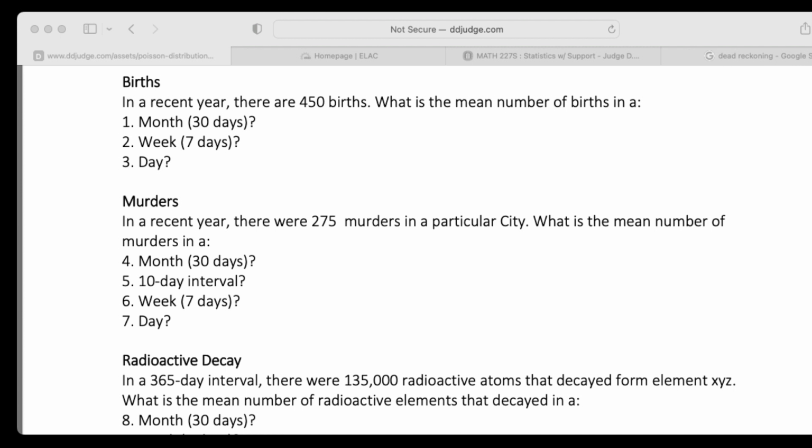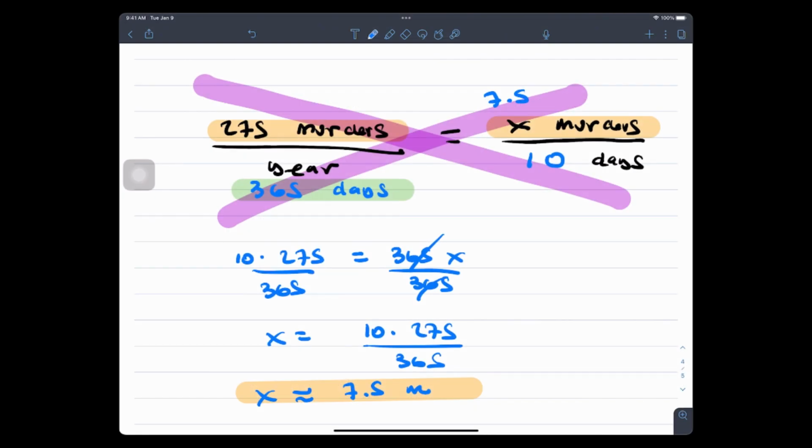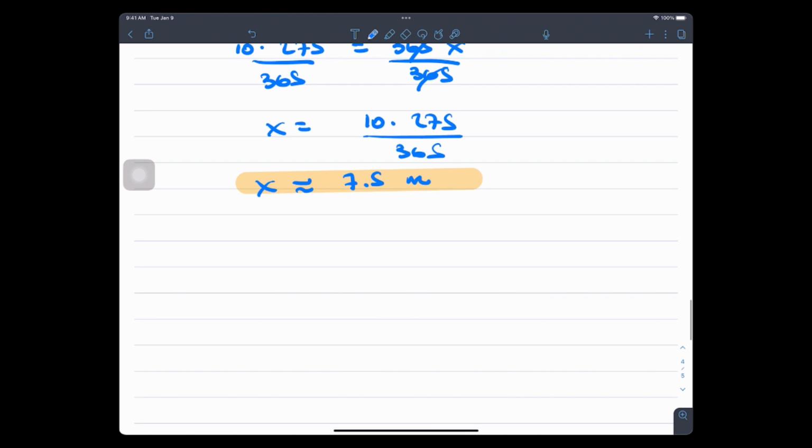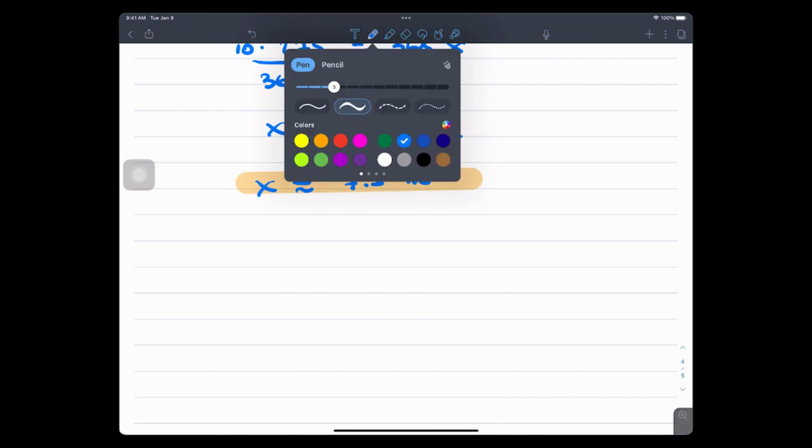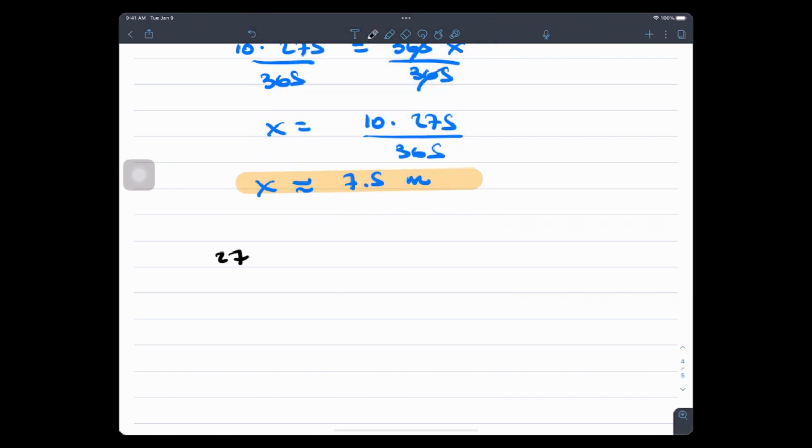Okay, what's the next question? How many murders are now in a week? In a week now. So you're going to start again. What's the original rate they gathered data? 275 murders to every what? 365 days is X murders. They defined it in a week. How many days are in a week? 7 days.